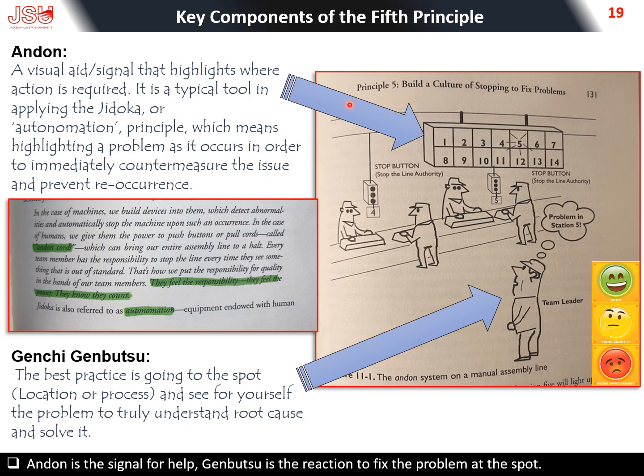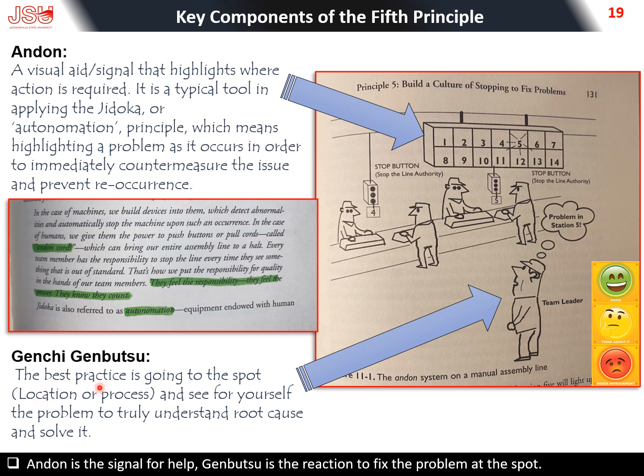Key components of the fifth principle. Andon. A visual aid signal that highlights where action is required. It is a typical tool in applying the Jidoka or autonomization principle, which means highlighting a problem as it occurs in order to immediately countermeasure the issue and prevent recurrence.